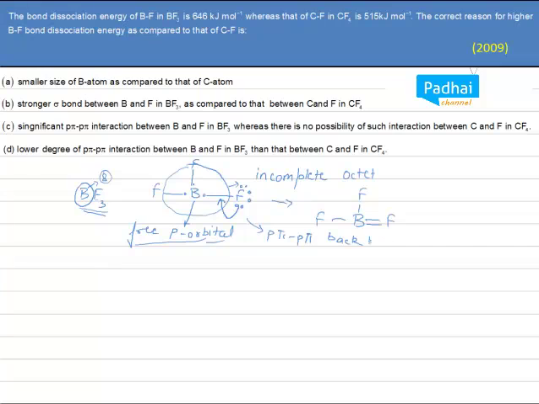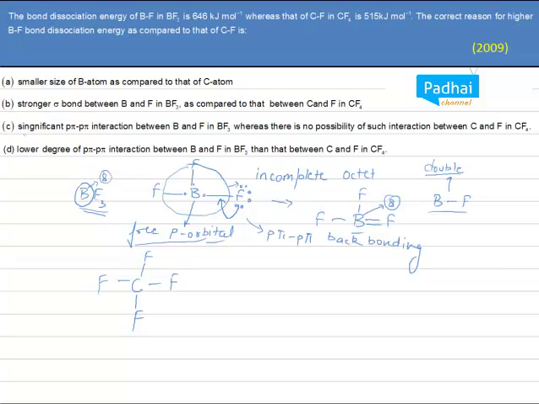Now due to this back bonding, boron now has 8 electrons in its outermost shell and this becomes stable, right? And due to this pi bonding, this B-F bond gains a double bond character as well. That means it now becomes difficult to break this bond as compared to CF4, because over here there is only a single bond between C-F, right? So due to this double bond character, the bond dissociation energy is higher.